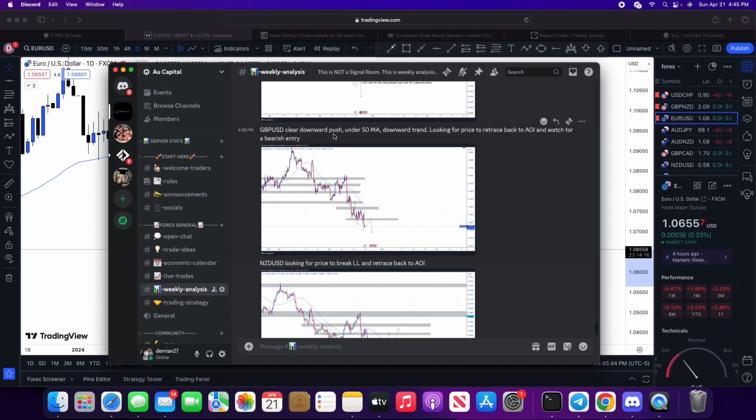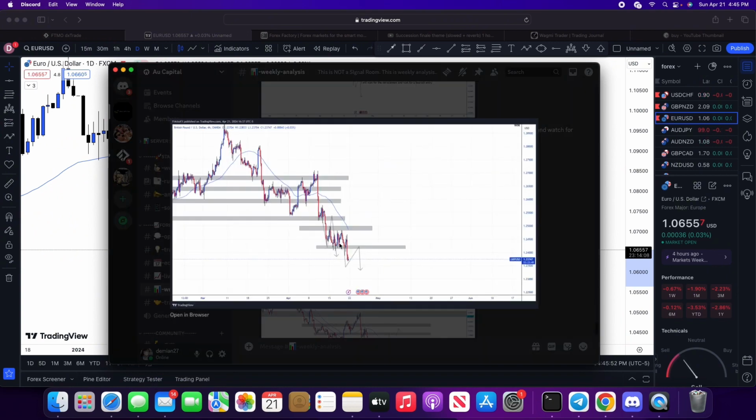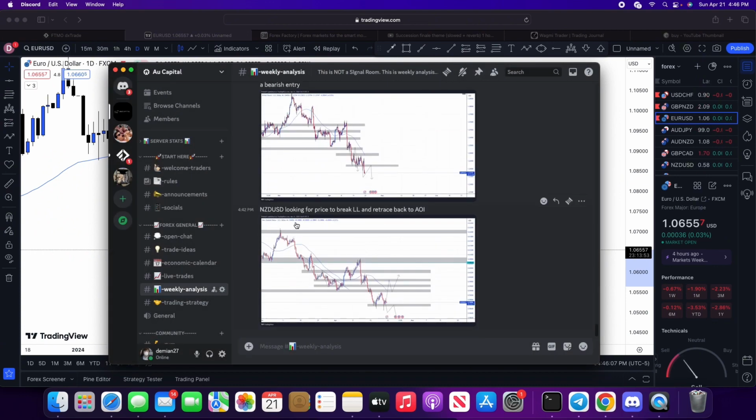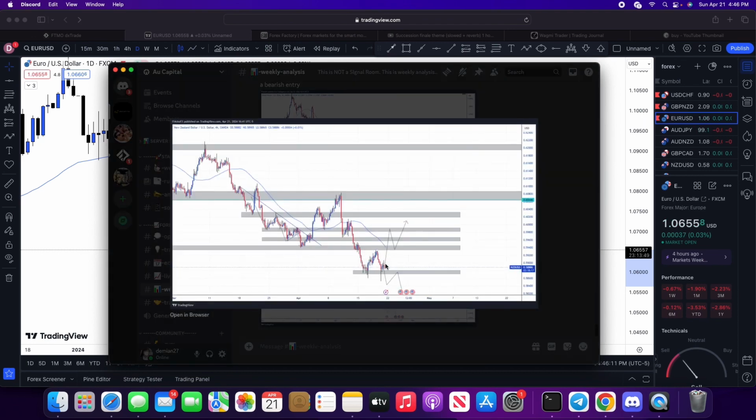GU, clear downward push under 50 EMA, downward trend, looking for price to retrace back to that area of interest and watch for a bearish entry. Looking at the chart, real simple, we're having that break below, obviously just gonna wait for that re-entry, that retest, and then show the signs of a bearish confirmation candle. Real clean, real simple. NZD USD, looking for price to break lower low and retrace back to area of interest.